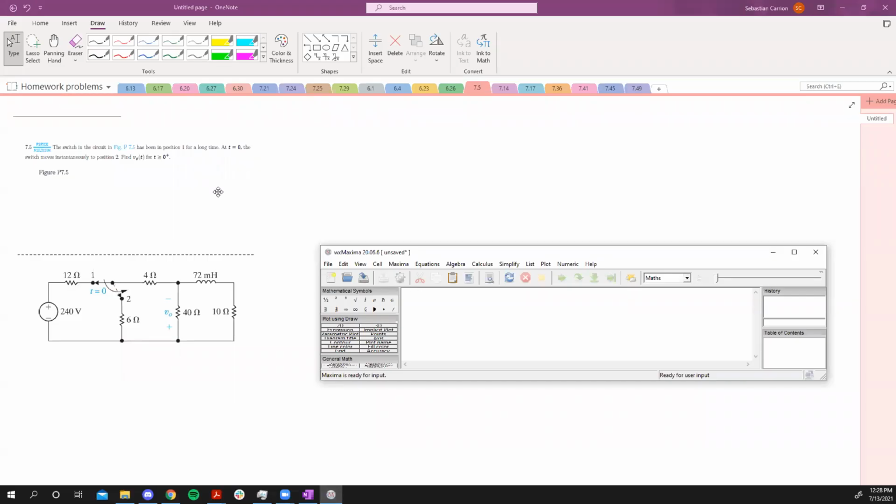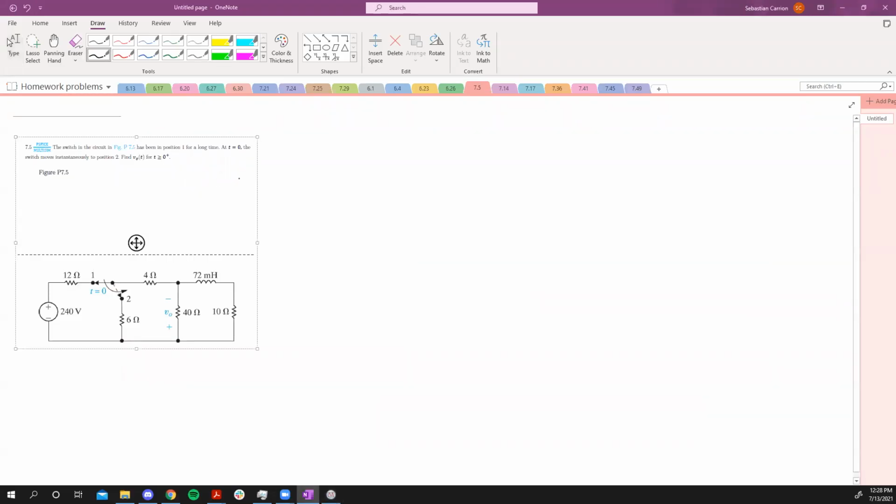Okay, so problem 7.5 says the switch in the circuit has been in position 1 for a long time, and at time equals 0, the switch moves instantaneously to position 2, right?